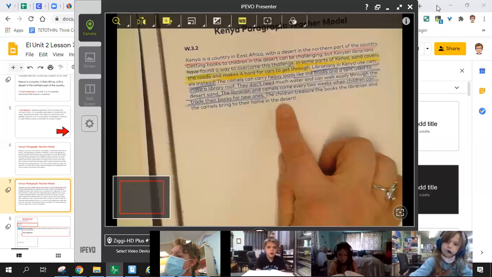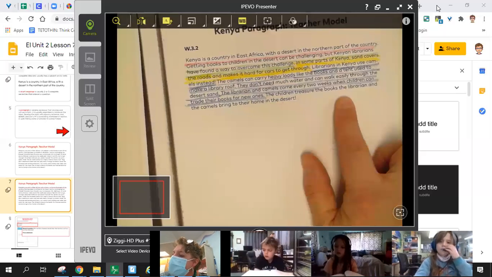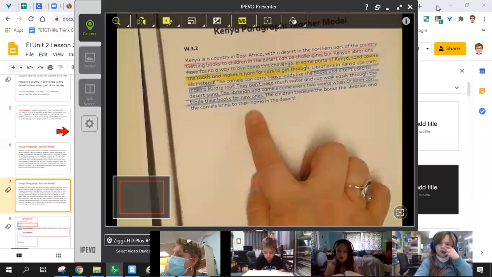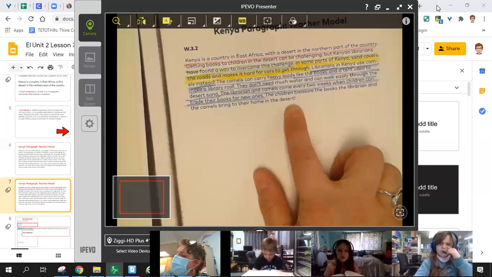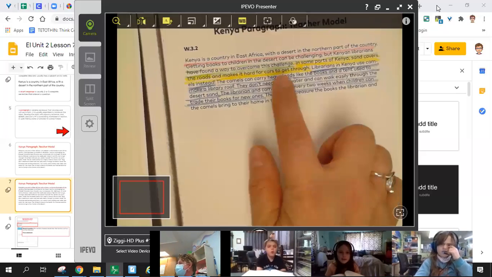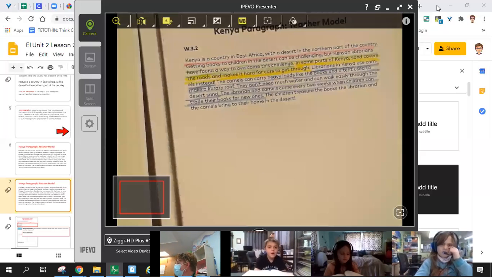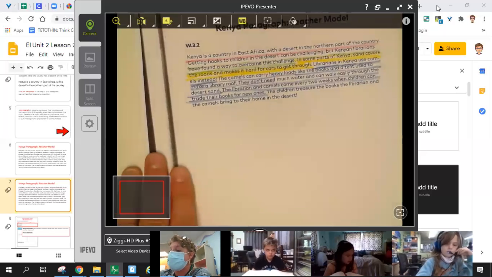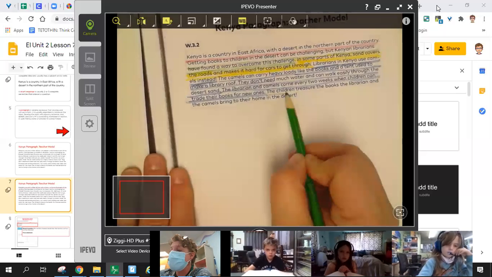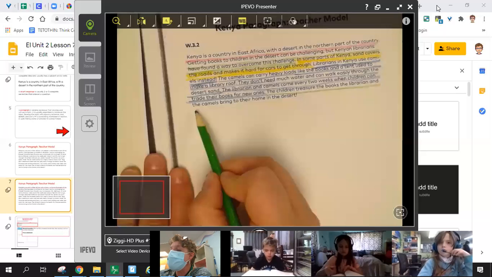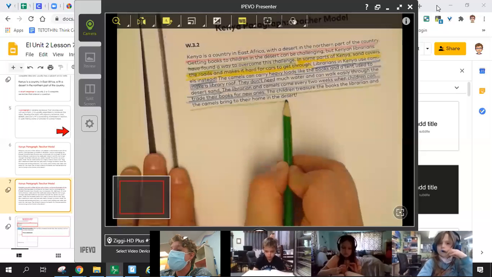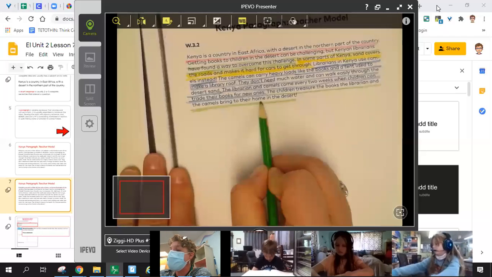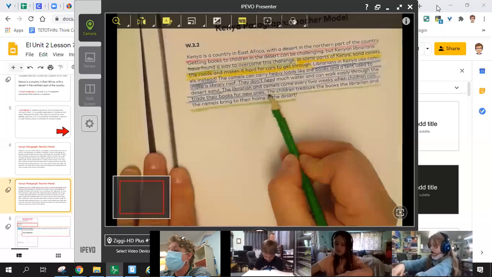The children treasure the books that the librarian and the camels bring to their home in the desert. Does that sound like it goes with our focus statement? It kind of wraps it all up, doesn't it? So you were close, Miss Elena. We definitely are going to color it, but we're not going to color it red. We're going to color it green. Yes, because it wraps up, but it's kind of like our focus statement.